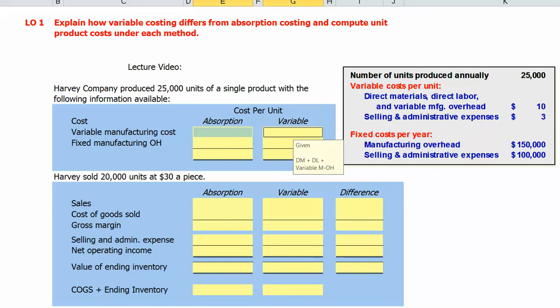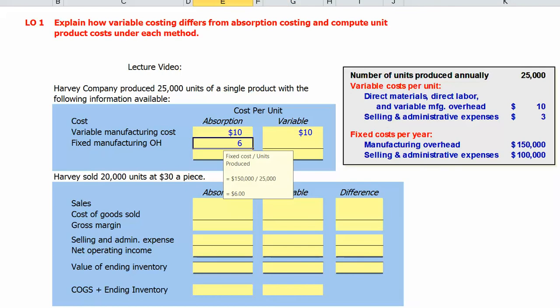Under both absorption and variable costing, our variable manufacturing costs, our direct material, labor, and variable manufacturing overhead become part of the per unit costs. However, under absorption costing, we'll also include in our unit cost our fixed manufacturing overhead per unit, which in this case is $6. That's the $150,000 in fixed manufacturing overhead divided by the 25,000 units that Harvey produced during the year, which gives us a unit cost under absorption costing of $16 per unit.